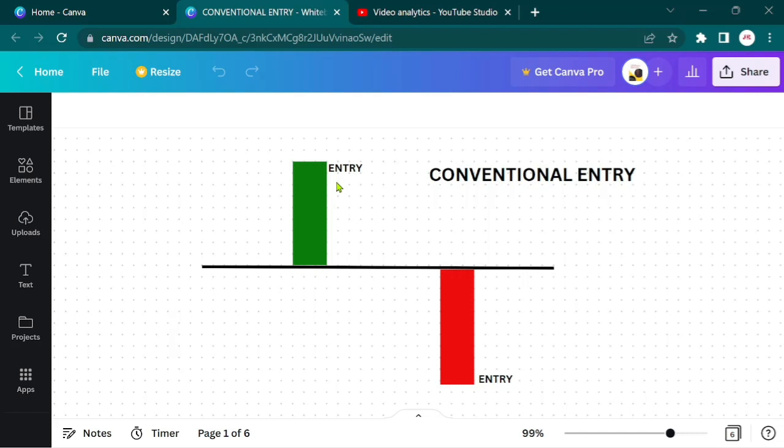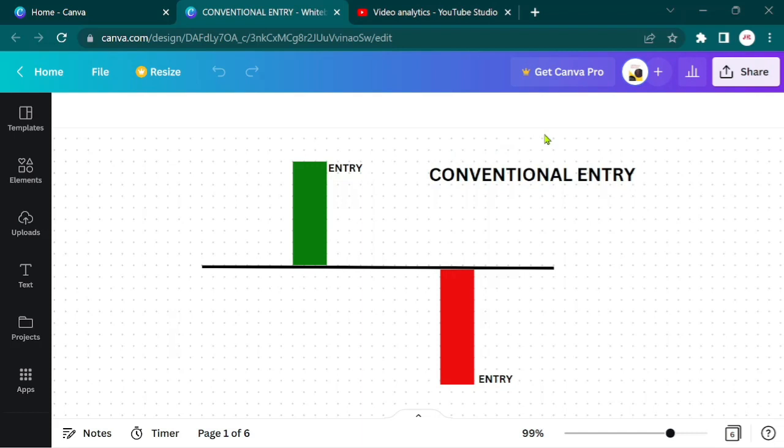In many cases we will be forced to avoid the conventional entry because the risk reward will not be in favor of us. That is the disadvantage of conventional entry. I am telling both the plus point and the minus point. The plus point is you are getting a clear confirmation. Mostly after the candle closes with such a powerful close, it will go in the same direction. So that is the plus point of conventional entry.